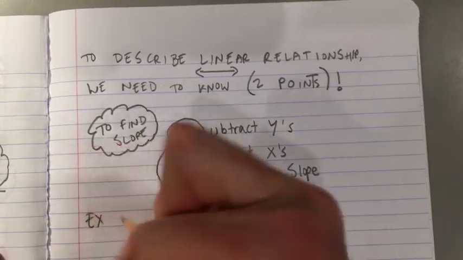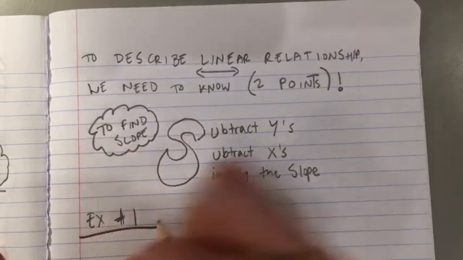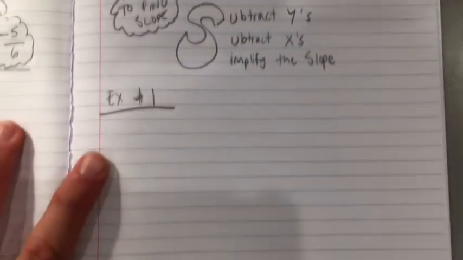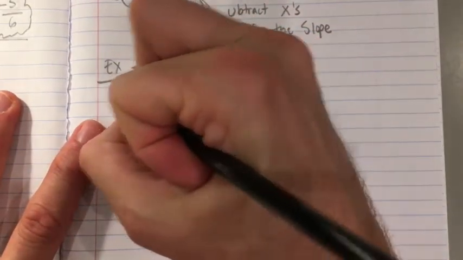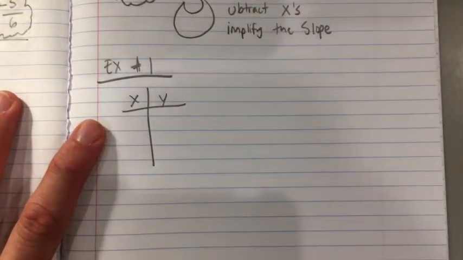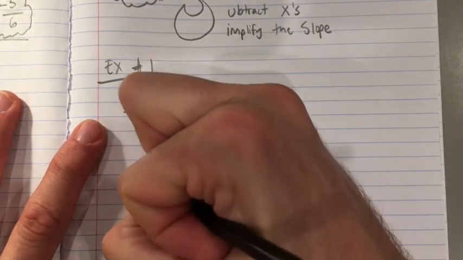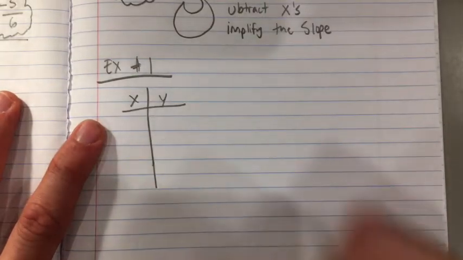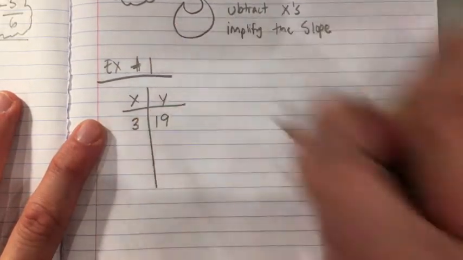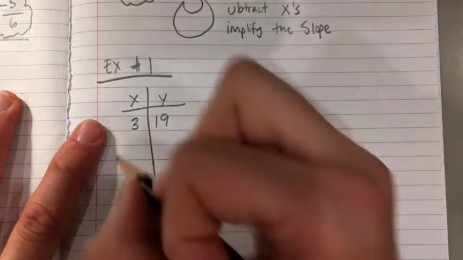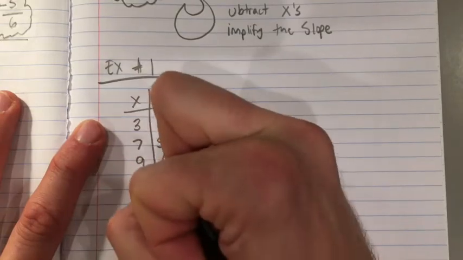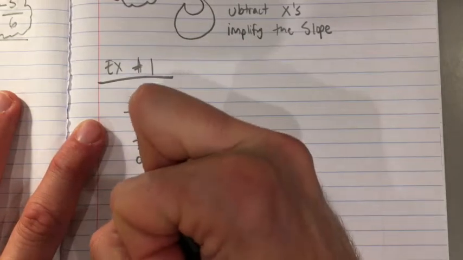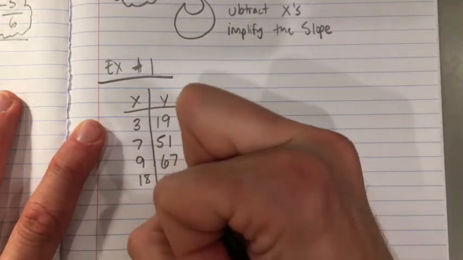So example number 1, and we'll just do 2 examples. So bear with me. I'm going to slide up so I don't forget to do it later. We're going to go ahead and make a table because typically you wouldn't be given 2 points, right? You might be given 4 points, let's say. And if we give you 4 points, right, the more information, the better. But let's just see what that looks like. So 3, 19, 7, 51, 9, 67, and 18, and 139.